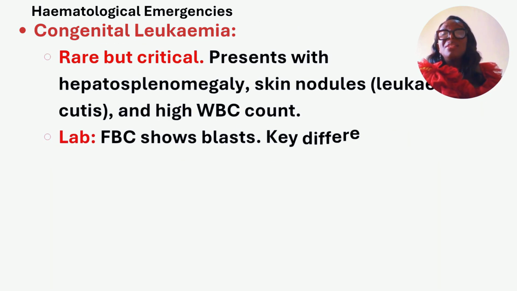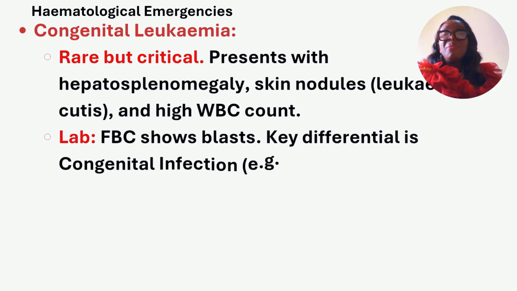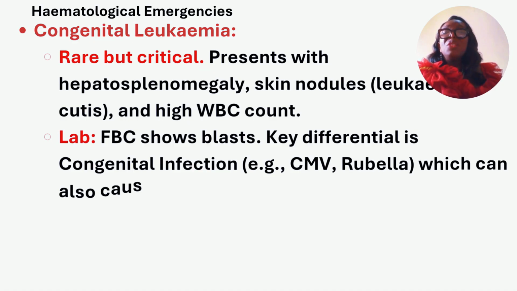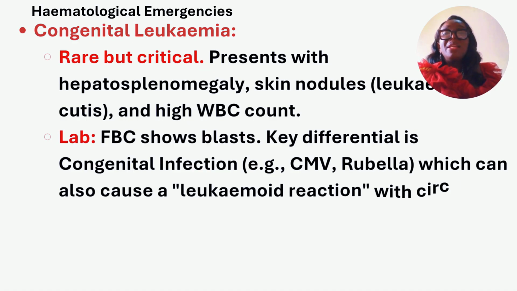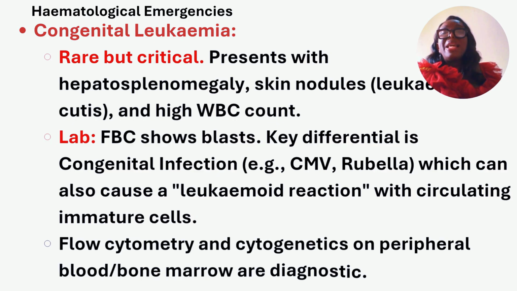Congenital leukemias. Congenital leukemias are rare but critical, and they present with hepatosplenomegaly, skin nodules, and a high WBC count. Laboratory findings include a full blood count showing blasts. Key differential is congenital infection, for example CMV or rubella, which can also cause a leukemoid reaction with circulating immature cells. Flow cytometry and cytogenetics can help to diagnose the disease.